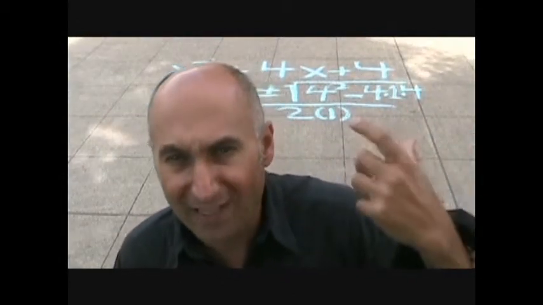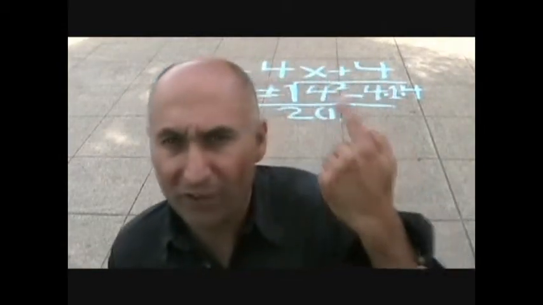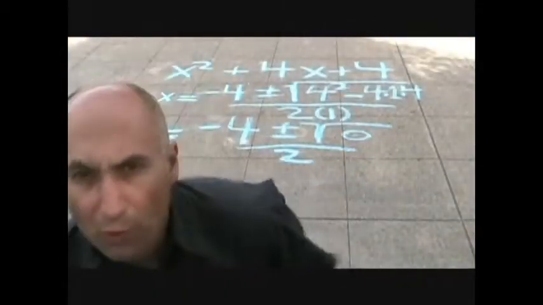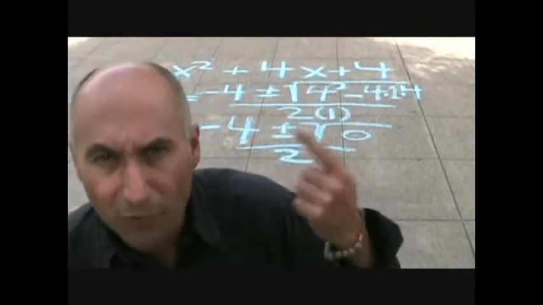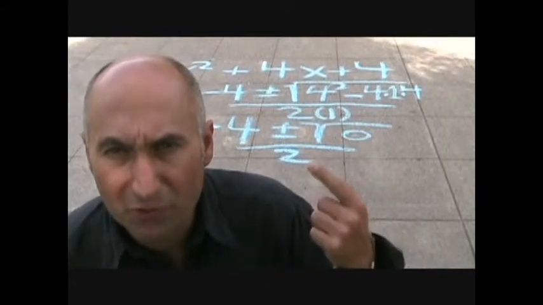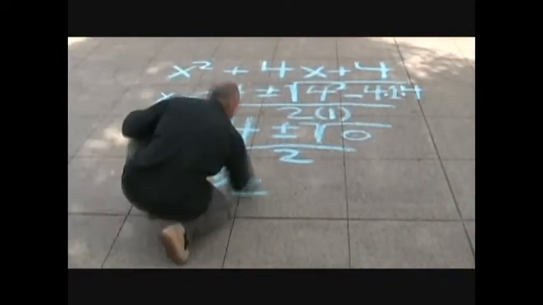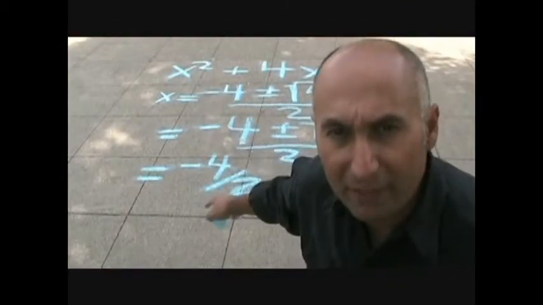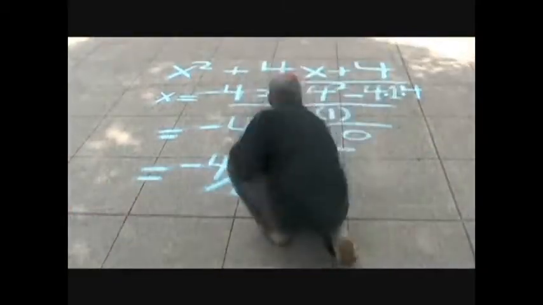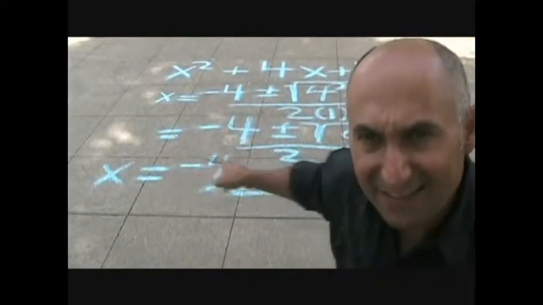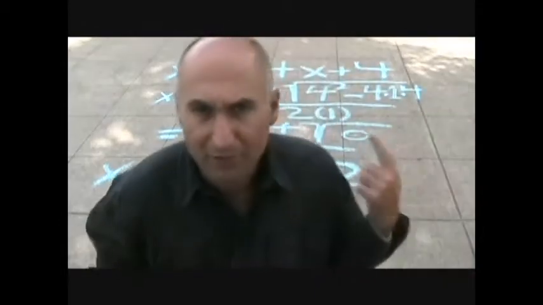So what we finally end up with is negative 4 divided by 2. So what we got is negative 4 plus or minus the square root of 0, divided by 2. So that's just going to be negative 4 divided by 2, right? And negative 4 divided by 2 is just going to be negative 2. So what we got is x is equal to negative 2, right?